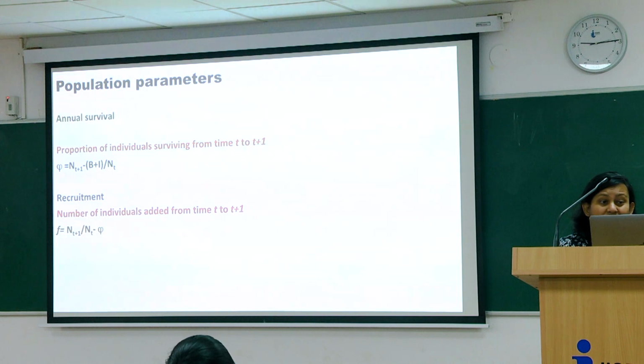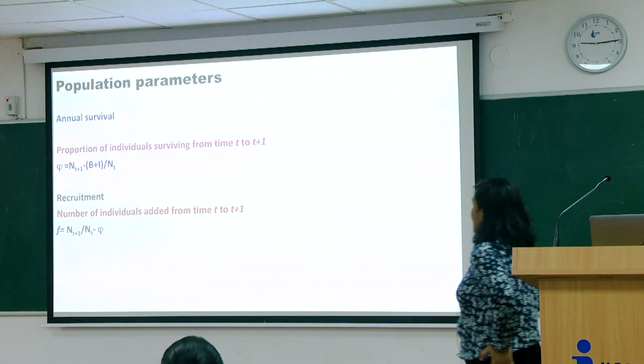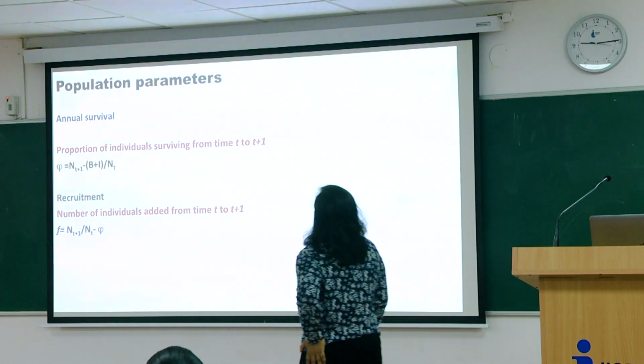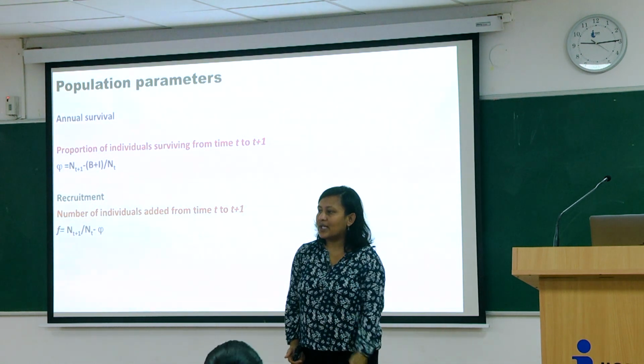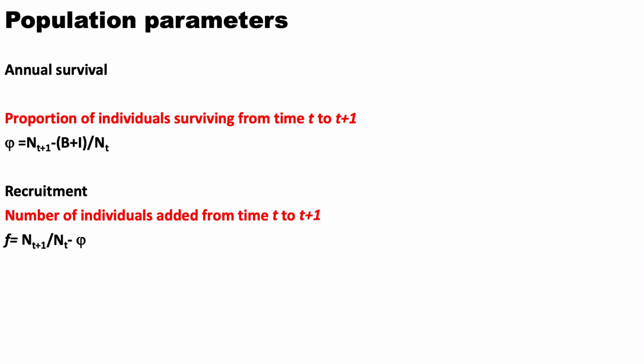Two other parameters that we see very often in many bird studies. Yesterday I talked about it as well when I was talking about life histories: annual survival. I kept talking about annual adult survival and all that. What that refers to is basically the proportion of individuals surviving between time t and time t plus 1.